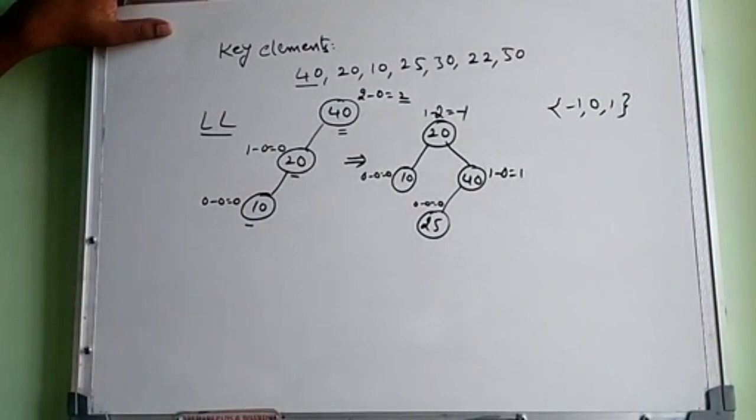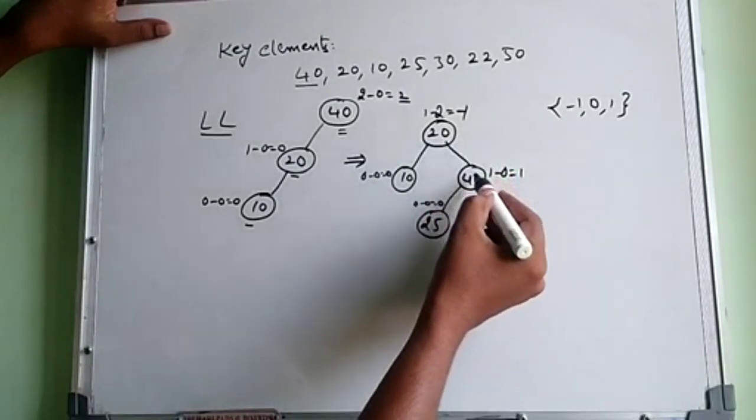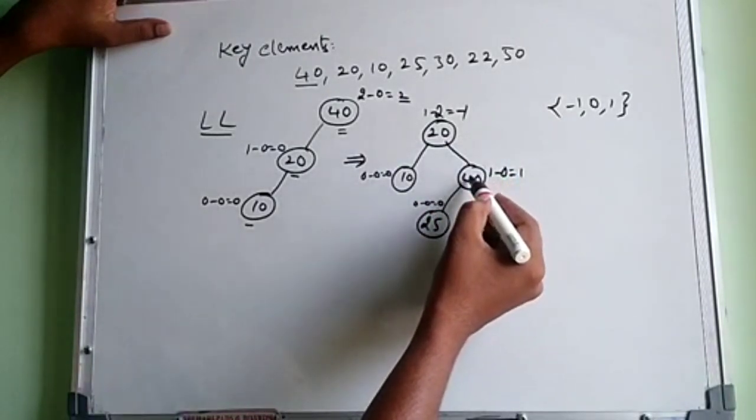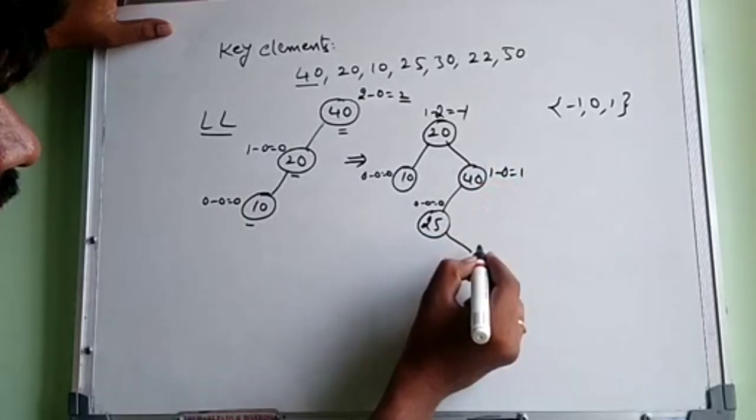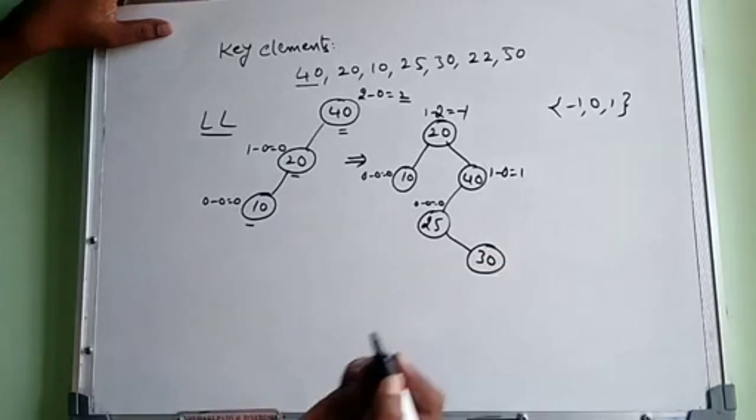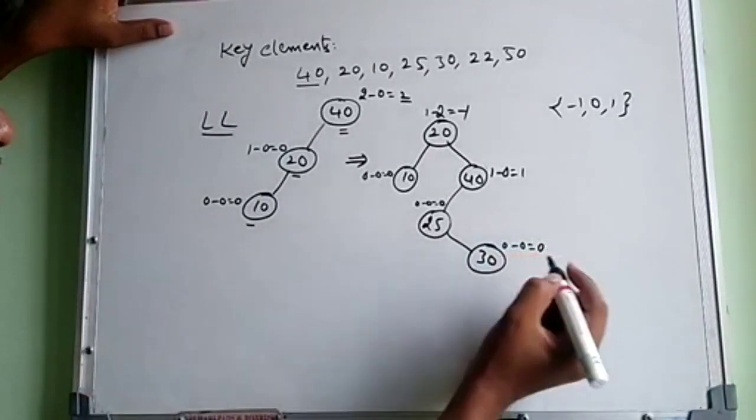Next, add 30. Where can I add 30? 30 is greater than 20, go to the right, where 40 is already there. 30 is less than 40, go to the left, where 25 is already there. So 30 is greater than 25. So apply the balancing factor again. No left child, no right child, so 0.